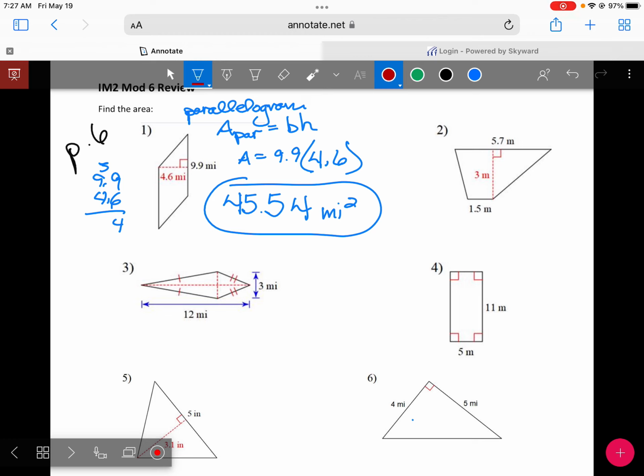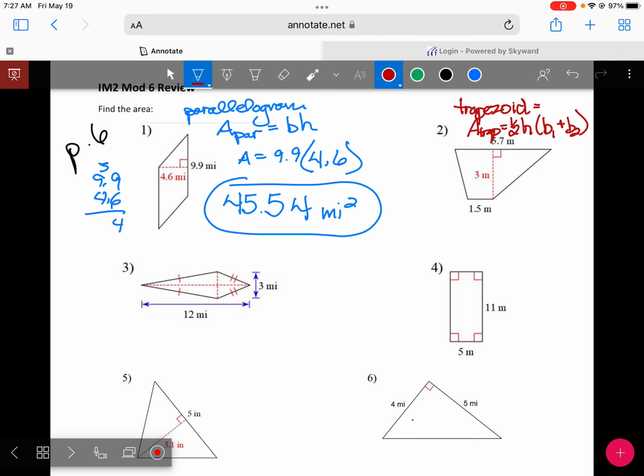What is number 2? What is that figure? Trapezoid. It is a trapezoid. And the formula for a trapezoid is 1/2 times the height times quantity base 1 plus base 2.